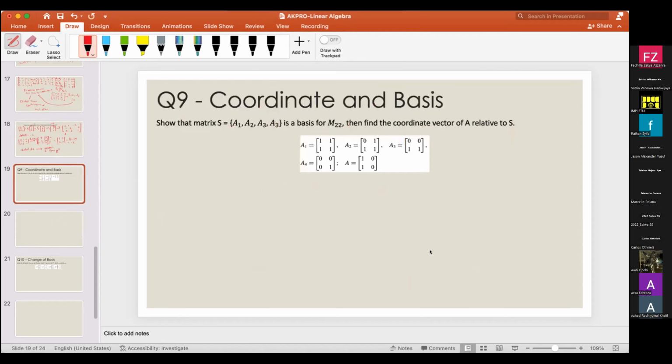Okay, next is about coordinates and basis. Suppose we need to show that these matrices can be a basis for M22, and then find the coordinate vector of A relative to S. By proving that it's a basis, we need to prove that these four are linearly independent and span M22.